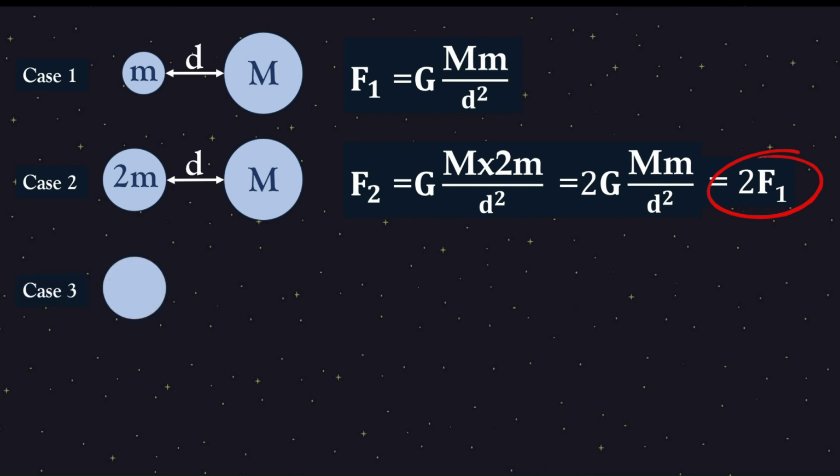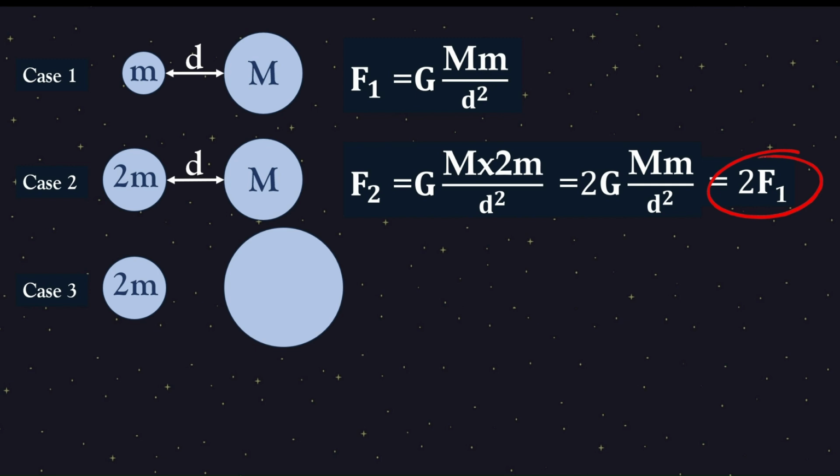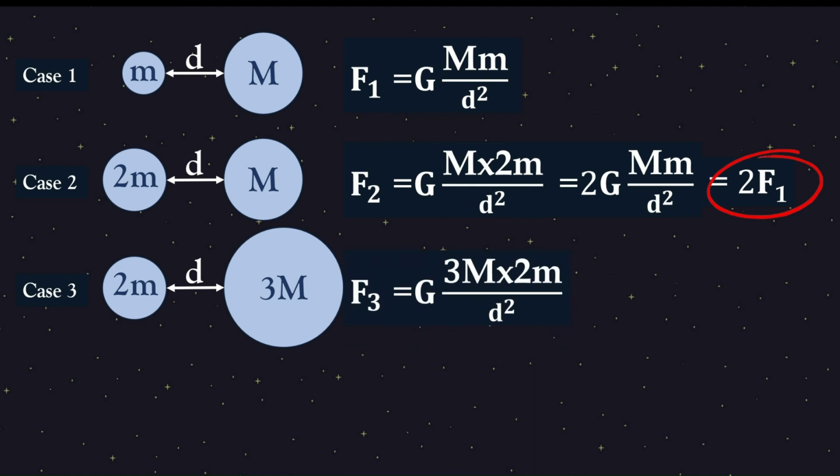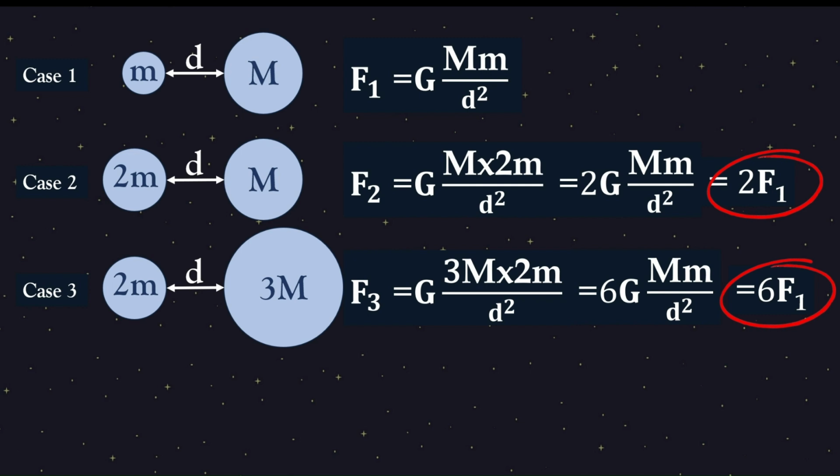Let's take the case 3. Here the mass of the first body is 2m and the mass of the second body is quite larger. I have taken triple the mass of the body in the second case, and the distance remains the same. So we have taken 2 times the mass of first body and 3 times the mass of the second body. So here the force of attraction will be G into 3 into m into 2m divided by d square, which will be equal to 6 into GmM divided by d square. If we compare it with case 1, we can see that it is 6 times the force of attraction in the first case. So when we double and triple the mass of the bodies, the force of attraction will be 6 times the force in the first case.